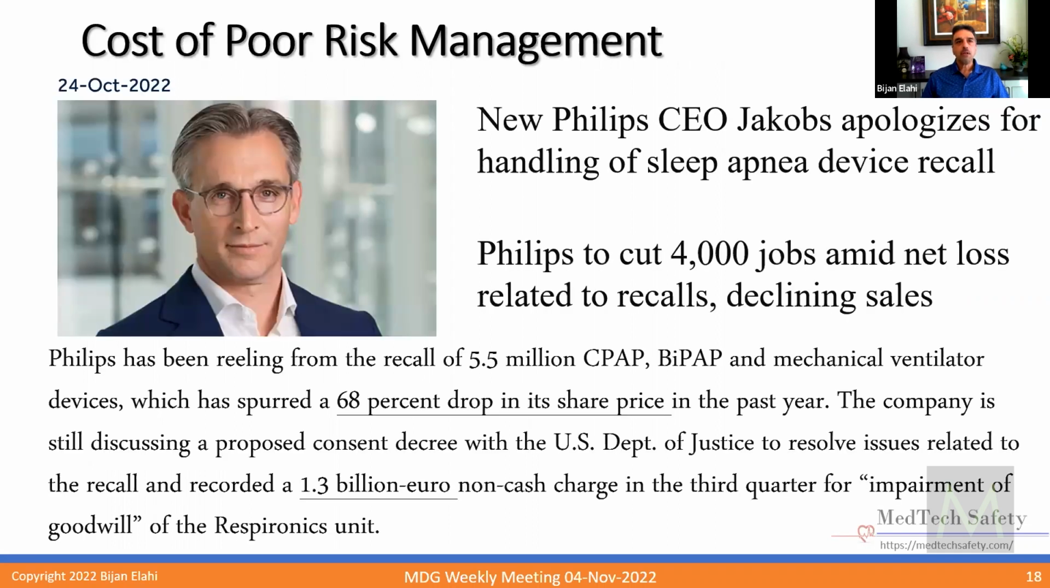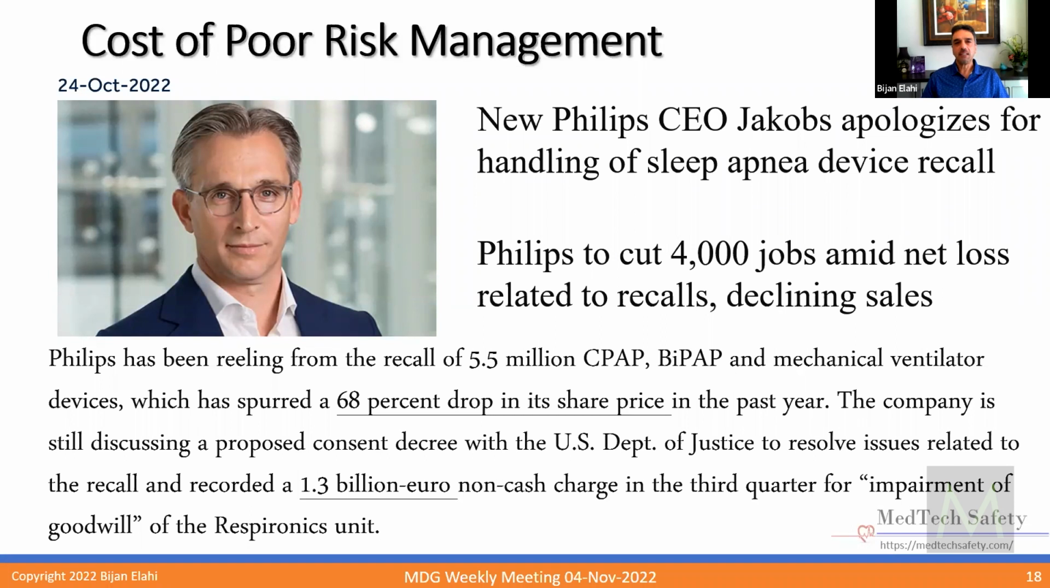I'm now going to talk about the cost of poor risk management. I don't know if any of you has heard about what's happening at Philips. This is a very new report from the 24th of October, not many days ago. I know your friend from Philips has heard of it. Yes, it's probably very world famous now.